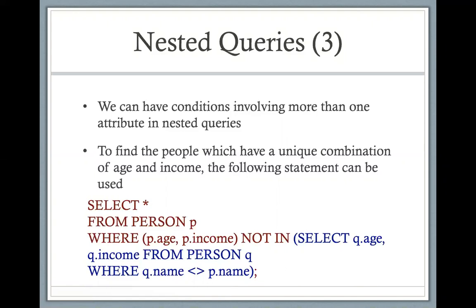So you take every person, get their age and income. Here you're getting the age and income of every person other than the person you're looking at, other than the record you're looking at. And you only select those people who have an age and income combination that is not repeated. So it's selecting the name, the age and income of a person for whom there is no other person in the database with the same age and income combination.